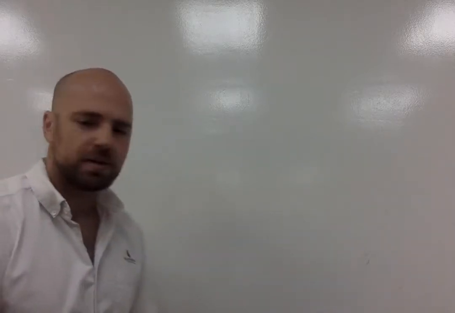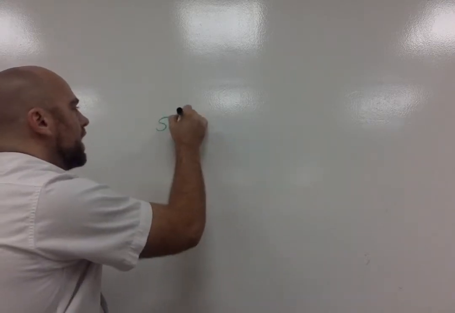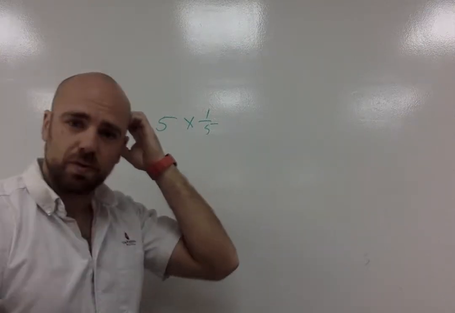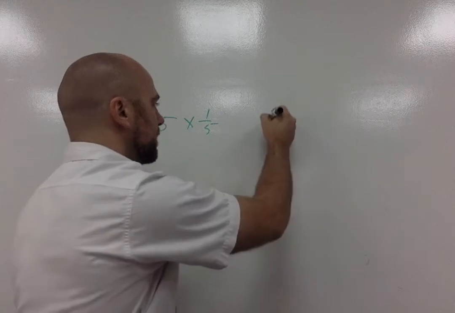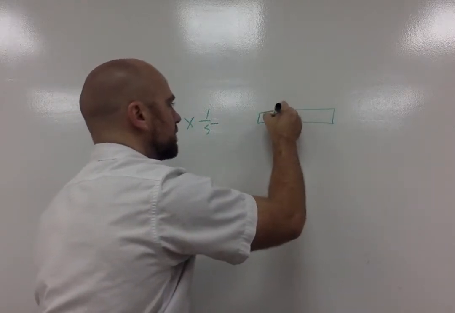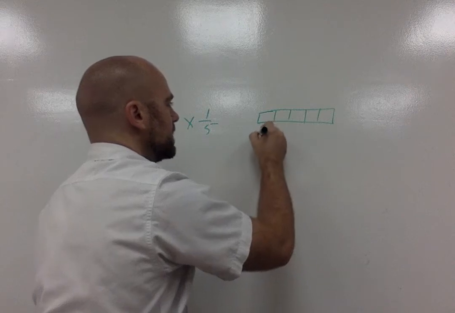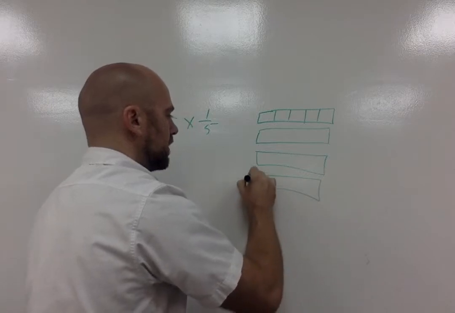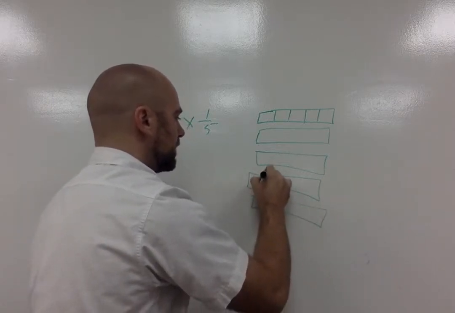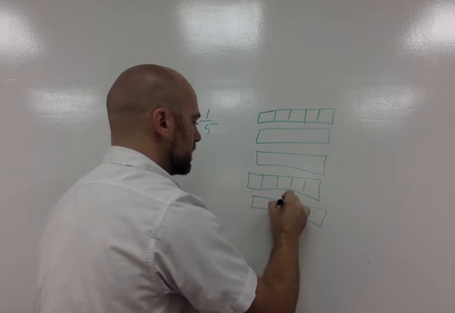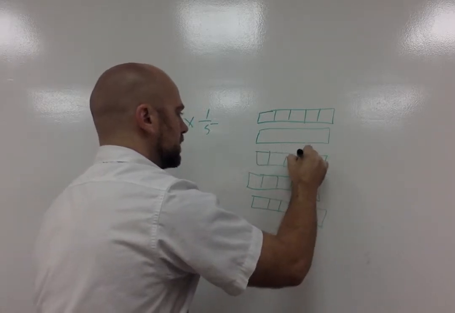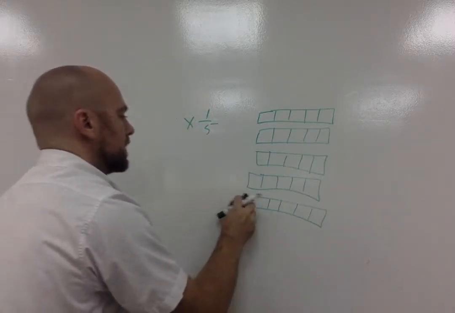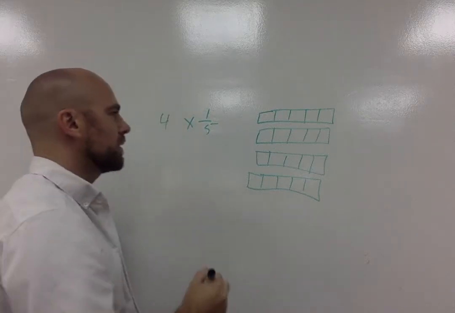So basically what we're going to talk about, say if we've got something like 5 times 1 over 5, for example. So the model that I might use is a number strip. If I've got a strip that's broken up into 5 pieces, and I'm going to do that 5 times, 3, 4, 5. So I'm going to put my blocks in. Actually, let's change it to 4. Otherwise, this makes more sense. Let's go 4. So I've got 4 times 1/5.